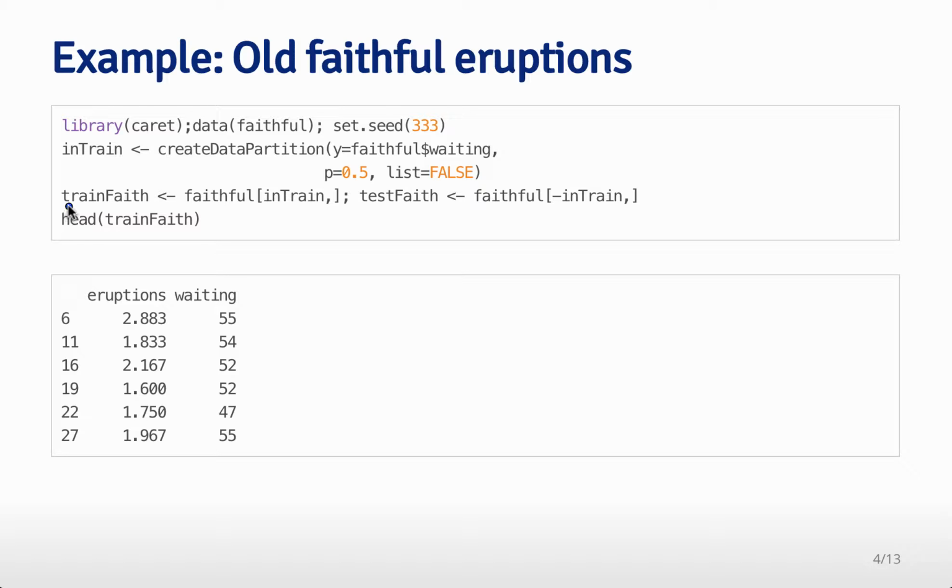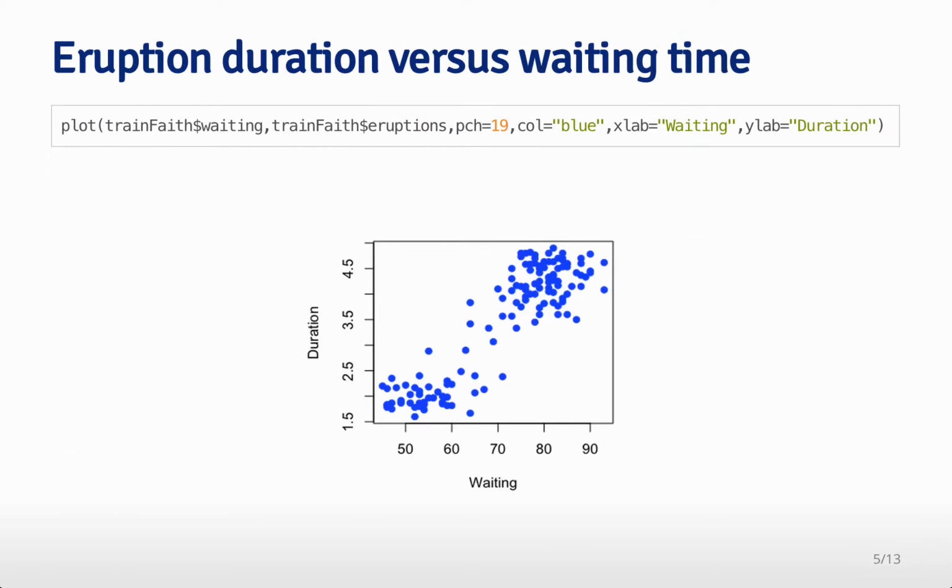I create a training set because we're going to be building models only in the training set and then applying them in the test set. If you look at the training set, you can see that we have just two variables, so it's a very easy example. We have an eruption time and a waiting time. The waiting time is the time between eruptions, and the eruptions is the length of time that the geyser was erupting. If I make a plot of these two variables, I see waiting time here on the x-axis and duration here on the y-axis.